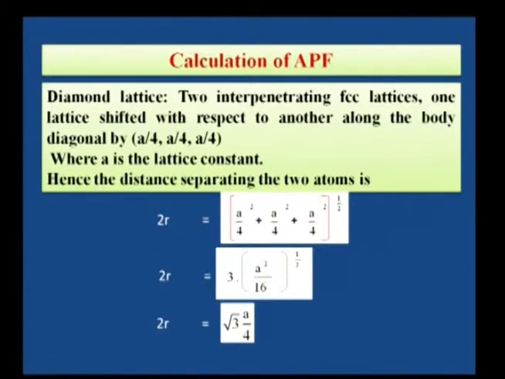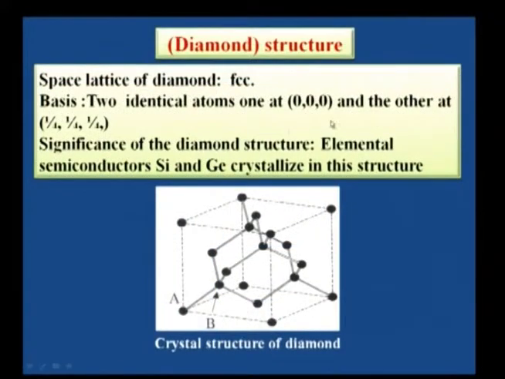Now this 2r will be equal to, the basis contains one atom at 0 0 0, the other at 1 by 4, 1 by 4, 1 by 4. You got an atom here, and this is the atom which has been shifted by a by 4, a by 4, a by 4. This is r, you got an atom here, and this is r. So, the distance that separates A and B: what are the coordinates of this? 0 0 0. What are the coordinates of this? 1 by 4, 1 by 4, 1 by 4.